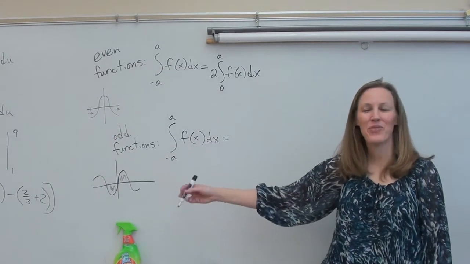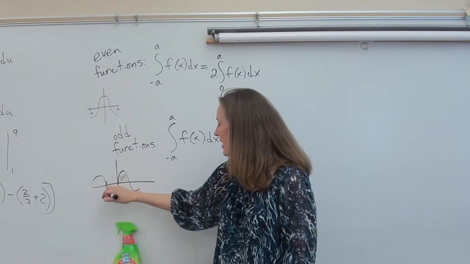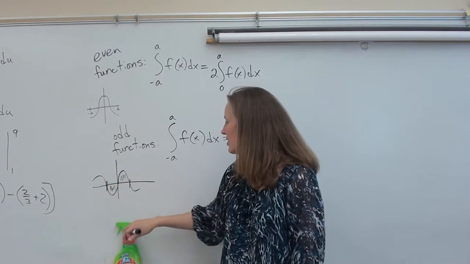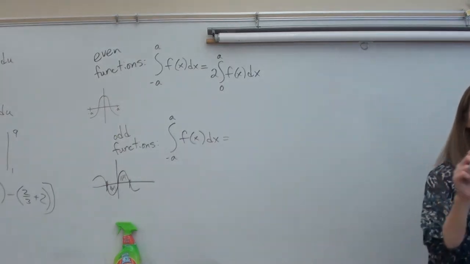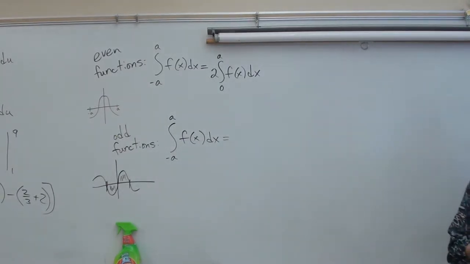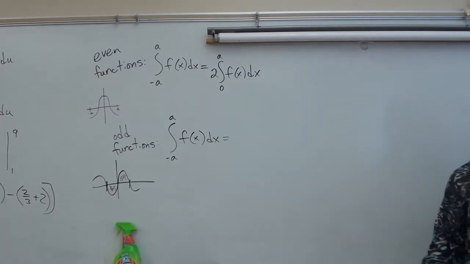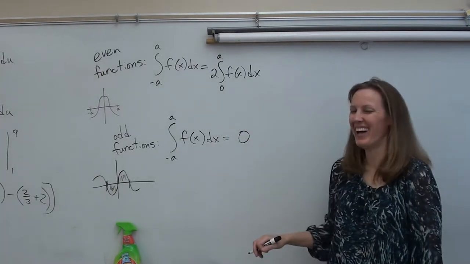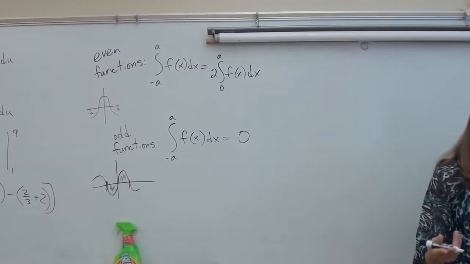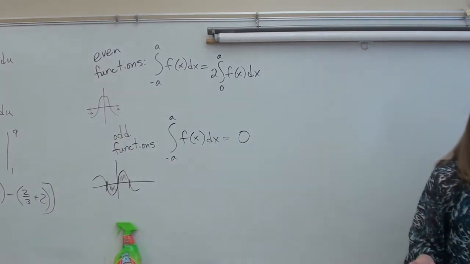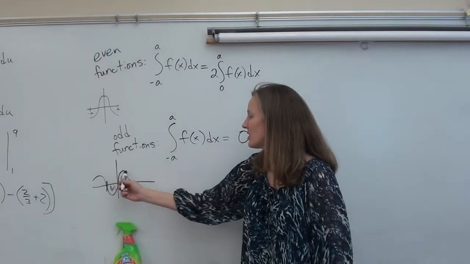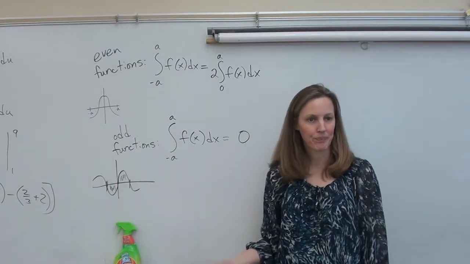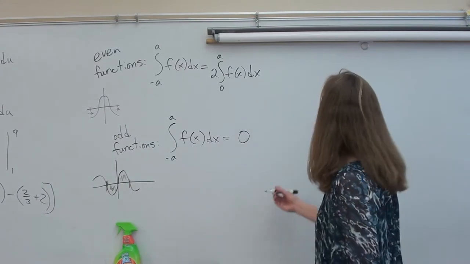So, if you are going from negative a to a, and you want the integral of an odd function, Rayan, what do you think that integral would be? Zero. You could do it. 0. It is 0. That might have been what you were thinking of. Yeah. Okay. And it's because everything that's negative on this side is positive on this side, so they cancel each other out. Okay. So first example.